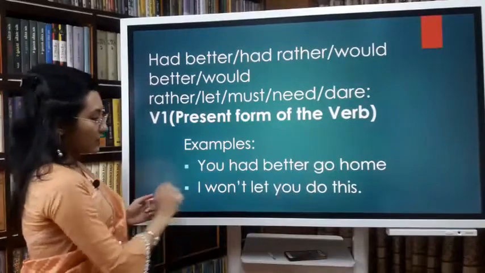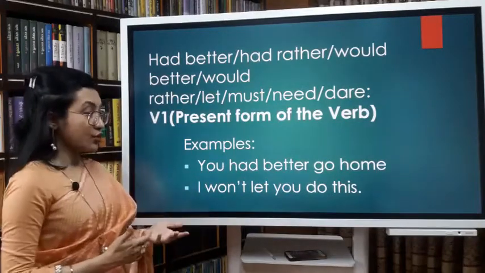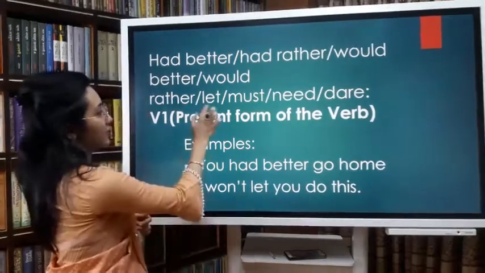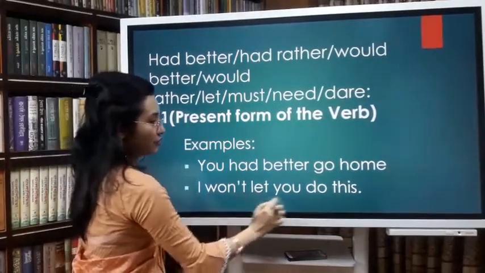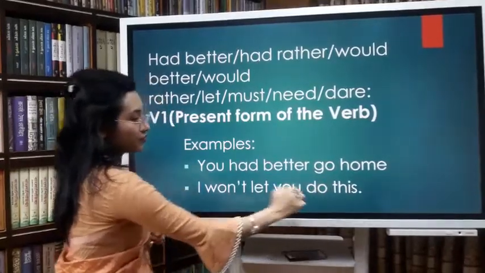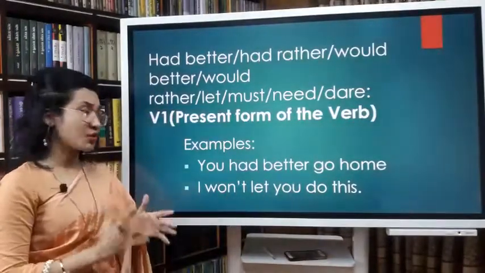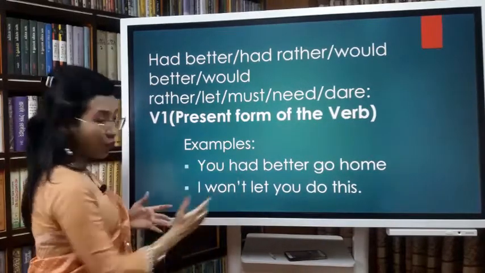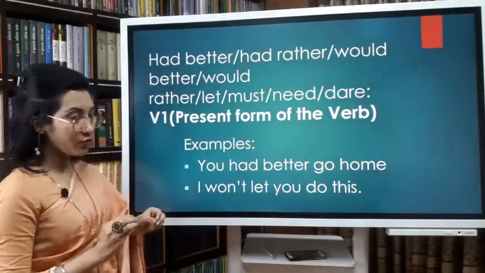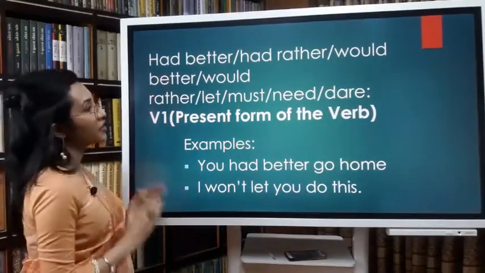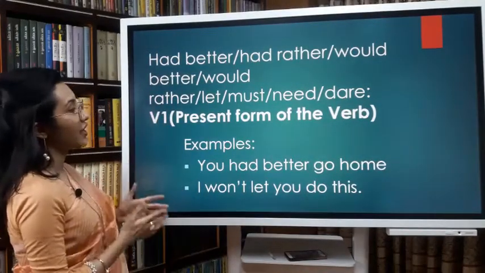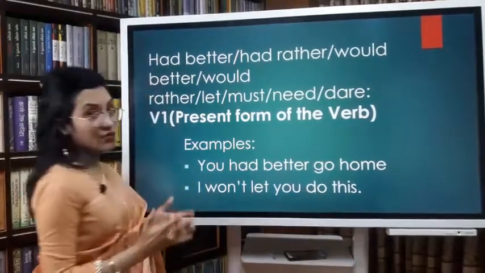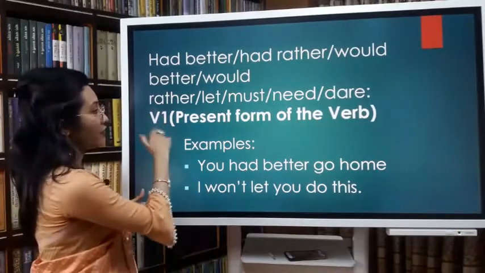Look at the second one. I won't let you do this. আমি তোমাকে এটি করতে দিব না। So since we have let, as in here, since we have let, we are going to use do. You do not have to consider the fact that here we have had, here we have won't. Forget about this. So what you have to keep in mind is, if you have had better, had rather, would better, would rather, let, must, need, dare, we are going to use the base form, present form of the verb.